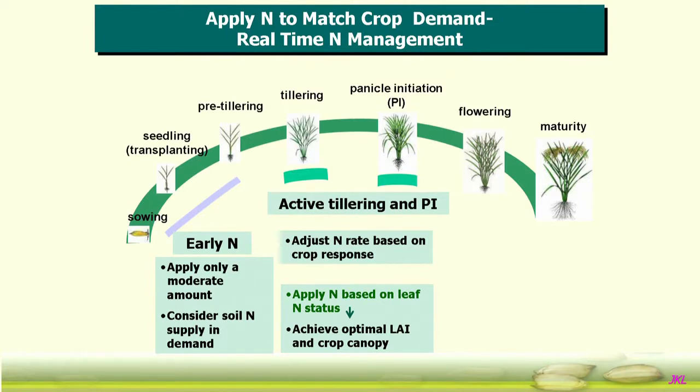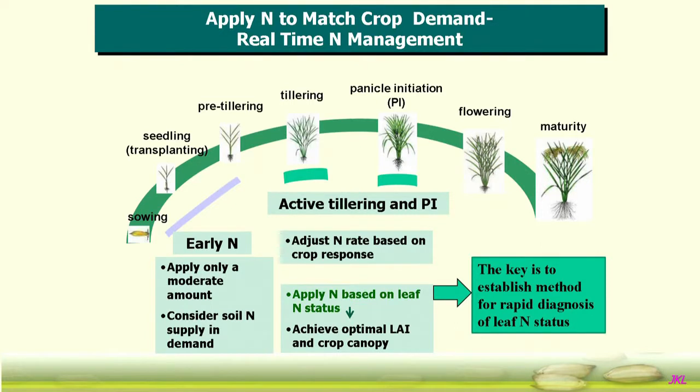Adjust nitrogen rates based on crop response and based on leaf nitrogen status, or you can achieve optimal leaf area index and crop canopy. This has been a single biggest challenge in agronomy and soil science. How do we know how much response is there and how much supply from soil, native soil nitrogen? And yesterday we had a very good discussion with Fernando, who is sitting in front, and we thought one should look at the intercept and the slope of the response function. There are other ways also, and I'd like to show that.